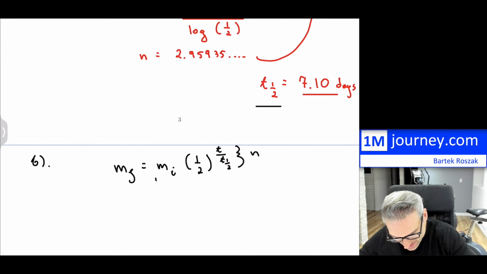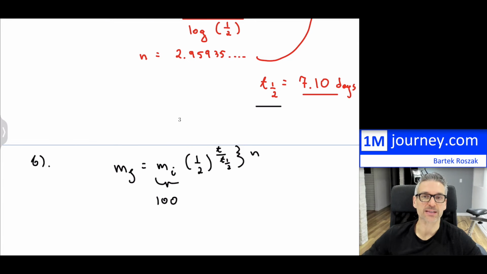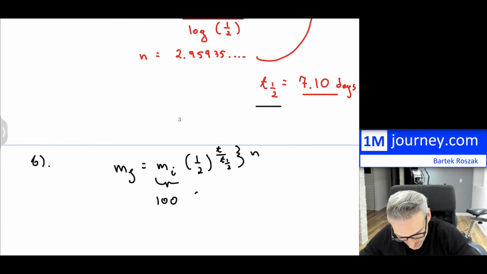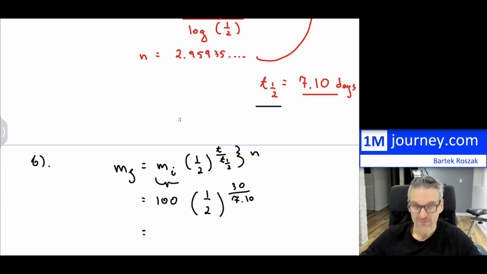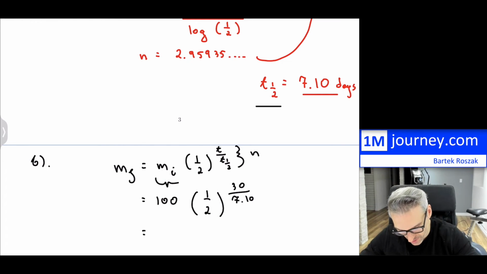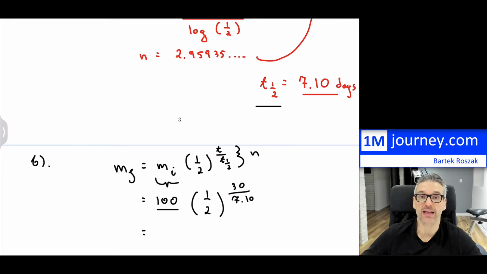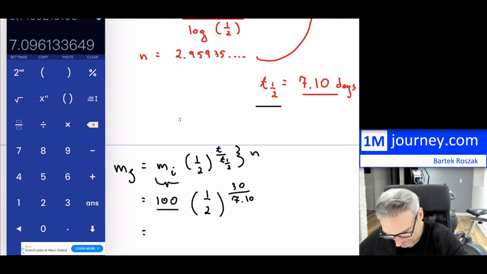However, because they want a percentage, what I recommend is instead of starting with anything that they give you, just start with 100. So 100 milligrams, for example, or 100 grams. And therefore, when you find m final, as you substitute all of this in, this is going to be 1/2 to the power of 30 divided by approximately 7.10. That's going to give you a number, and that number is going to be in comparison to the 100 right here. 100 meaning the 100% you started with, and then how much do you remain with? All right, so let's punch all of this into the calculator and see what we get.